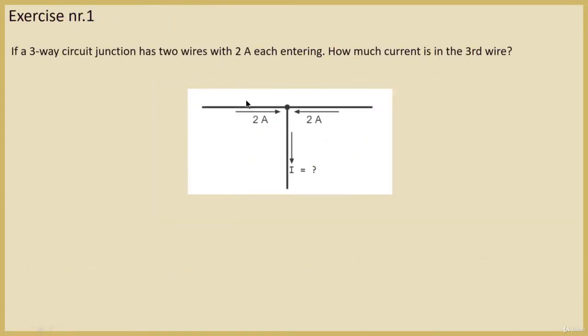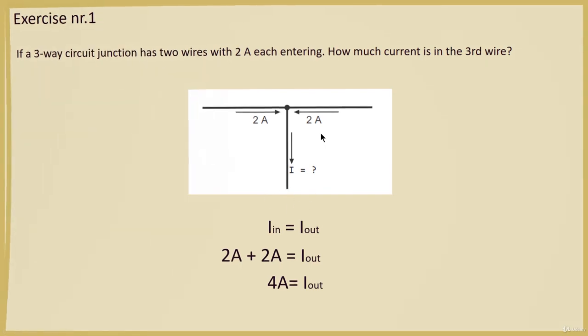So here is an exercise for you. If a 3-way circuit junction has 2 wires with 2 amperes each entering, how much current is in the third wire? Remember, the sum of currents entering a node is equal to the sum of currents exiting a node. So we have 2 currents entering the node, and since they enter the node, they will be positive in sign, and we can add them up together. Since there's only one current exiting the node, the current on the third wire will be equal to the sum of the currents entering the node, which is equal to 4 amps.